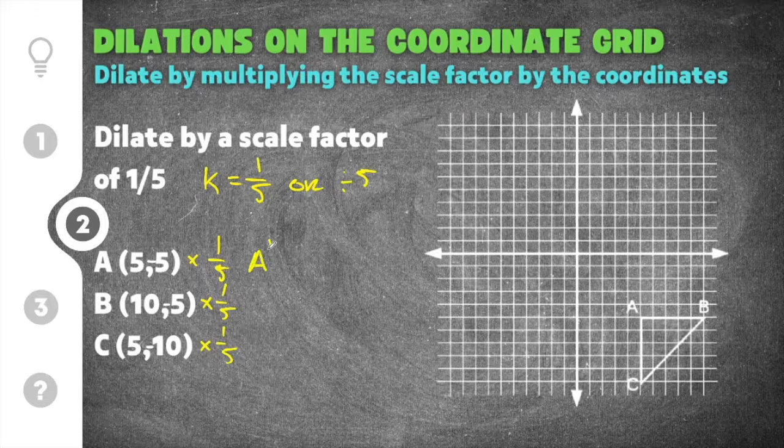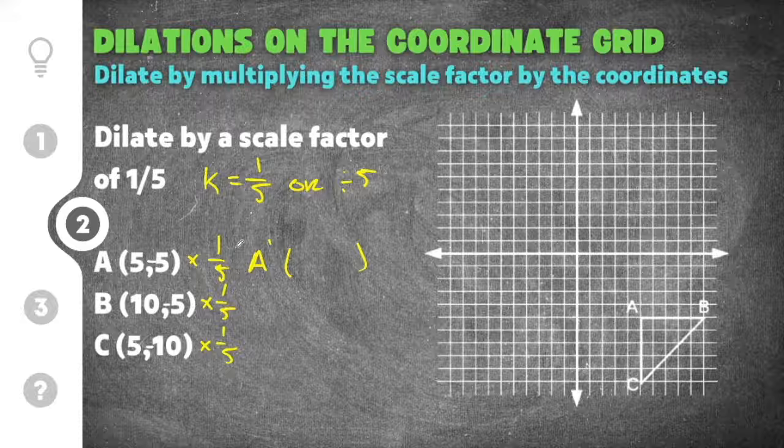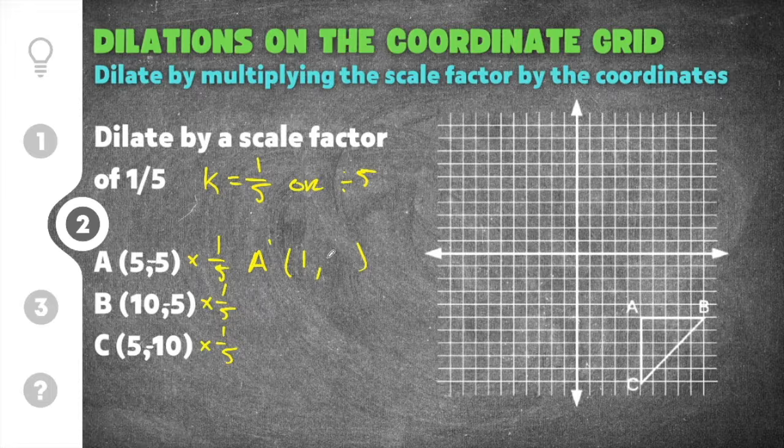A prime is going to be 5 times 1/5, which is 1, and then negative 5 times 1/5, which is negative 1. B prime is going to be 10 times 1/5, which is 2, and then negative 5 times 1/5, which is negative 1. And then for C prime, our x coordinate is 5 times 1/5, which is 1, and negative 10 times 1/5, which is negative 2. After the dilation, we can go ahead and graph them.